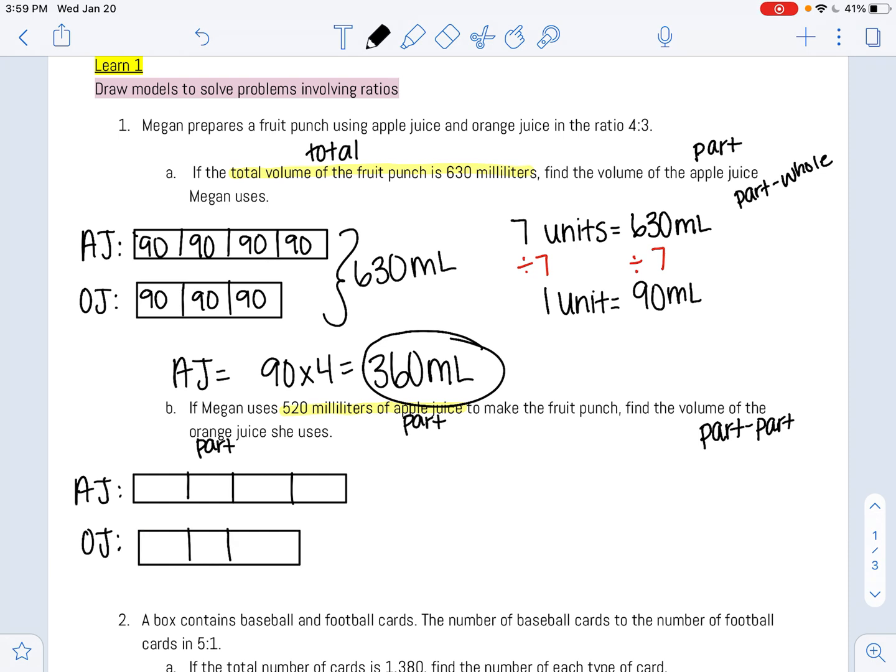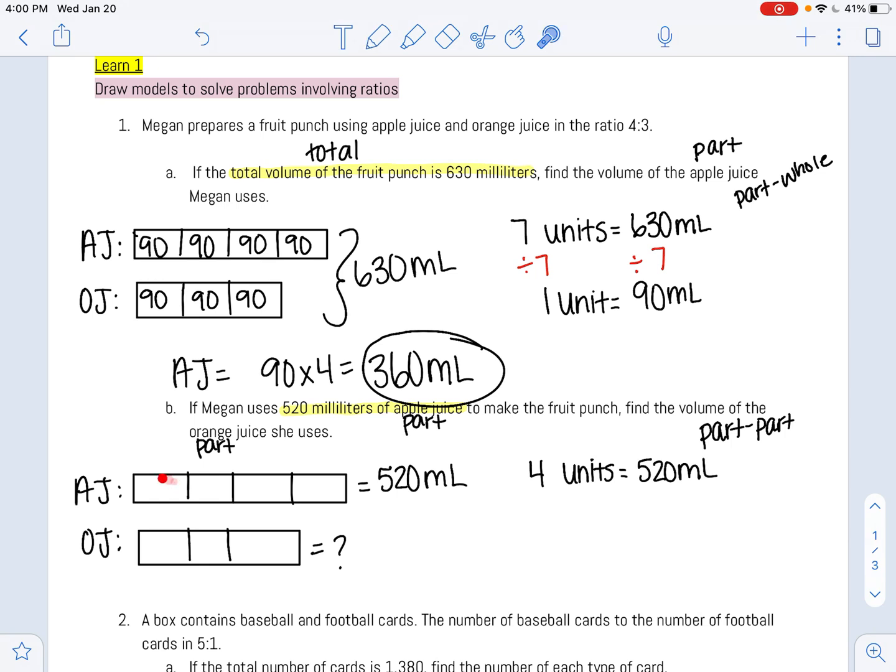But now in part B, this is telling me that just the apple juice is equal to 520. We want to figure out what the orange juice is equal to. So we can go through and follow some of the similar steps we did up here using just what we know about our apple juice. So I can see for the apple juice there are 4 units equal to 520 milliliters. So that's going to look like this. 4 units equals 520 milliliters.